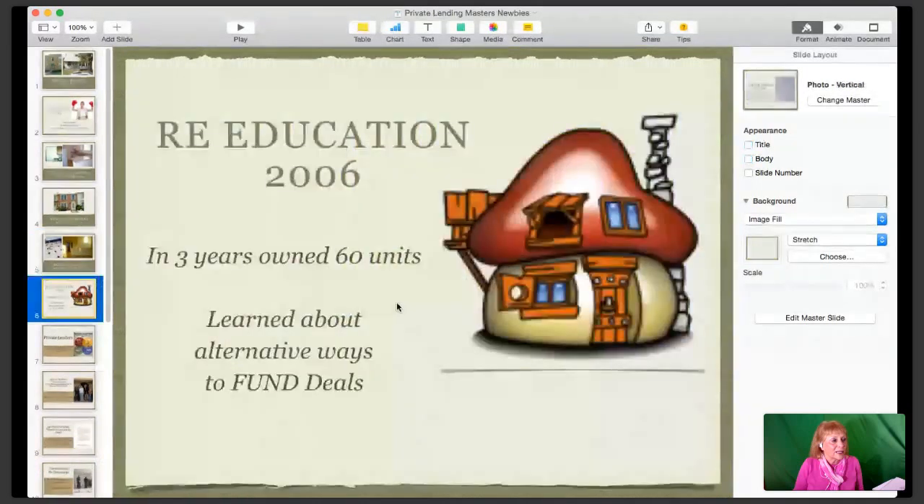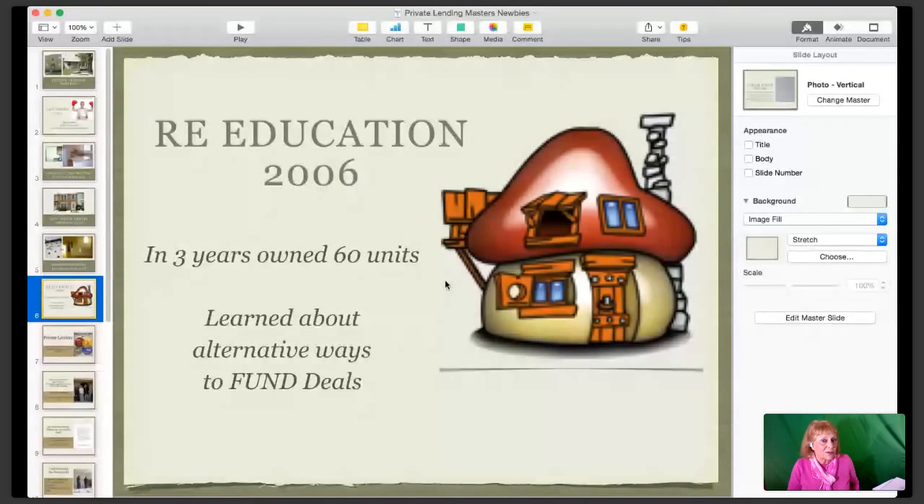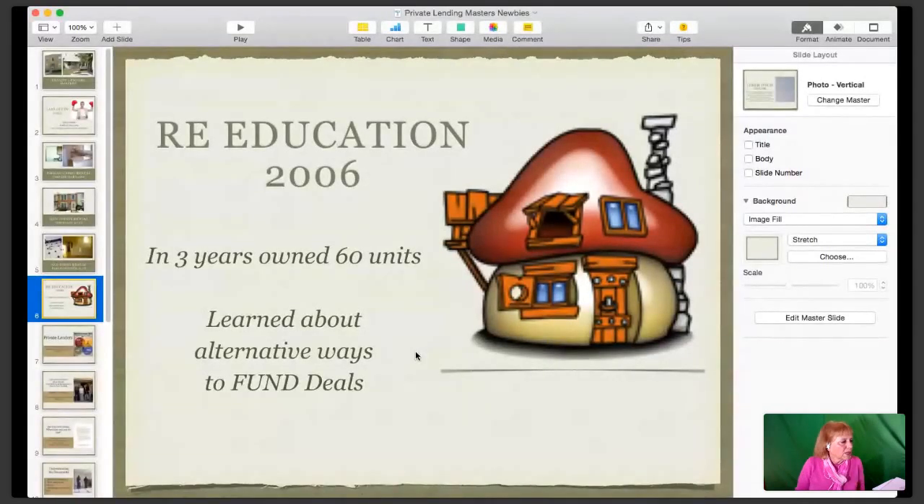So my education consisted of reading books and going to lots of expensive seminars. By the end of the 3 years, from 2003 to 2006, I had owned 60 units. So I started with those three in 2003, and I'd gone to 60 units. Now, some of them were apartment buildings, but they were located on 17 different pieces of property. So a lot of single families and then quite a few apartment buildings. So during that time, I learned how to fund deals the alternative way.